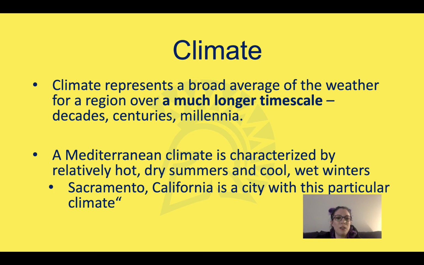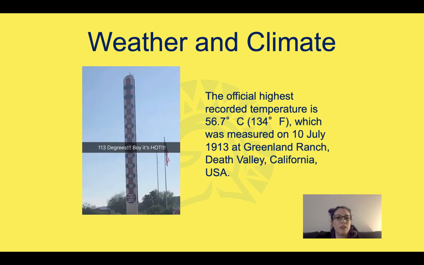So here's an idea. Sacramento, California is a city with this particular climate. Okay, this I took last year, driving to Vegas. I drove through the place that had the hottest recorded temperature. It was 113 degrees that day. But the record got up to 134 degrees Fahrenheit. It was measured on July 10th of 1913 in Death Valley.